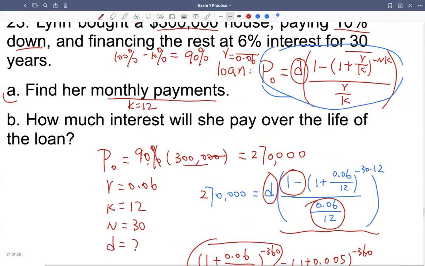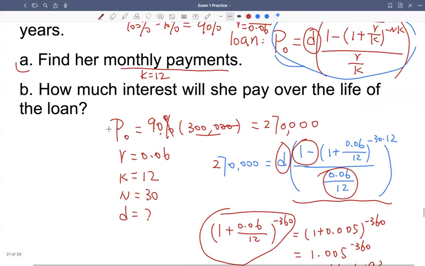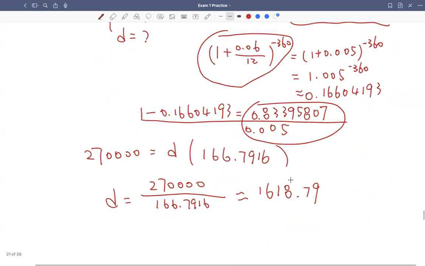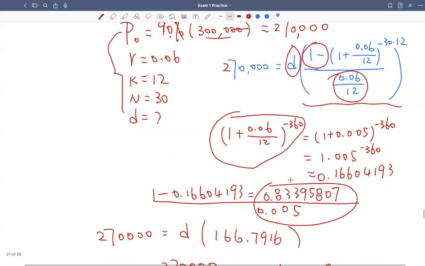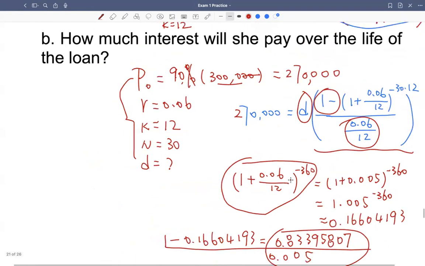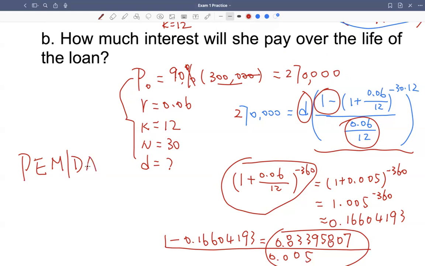We use the loan formula. We identify the variables, right? Then we put the data into the corresponding variables. Then we calculate. But during calculation, we have to be very careful. Do the parentheses first, then do the exponents, something called PEMDAS. Parentheses, exponents, multiplication or division, first come, first served. Whichever comes first, we do that one from left to right. Then addition, subtraction. So people call it PEMDAS.